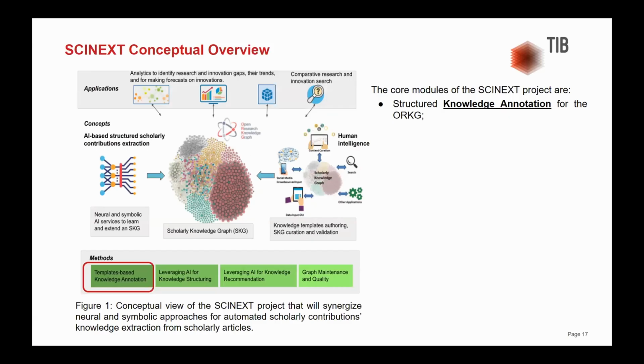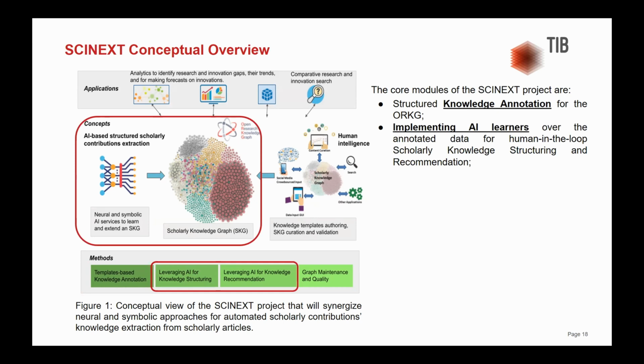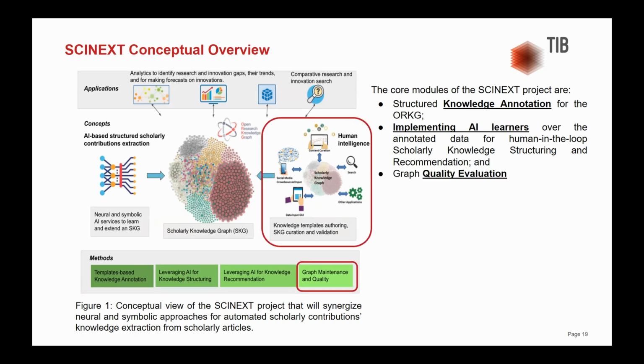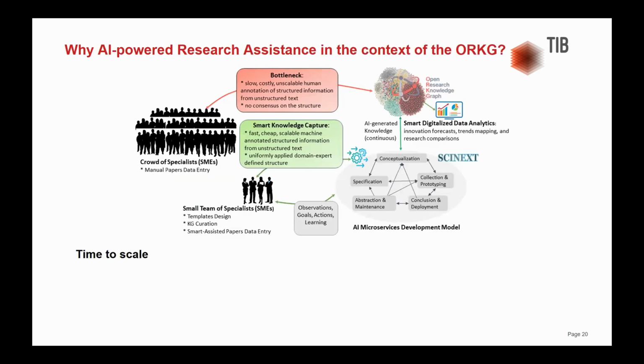And this entails several different kinds of modules. So first of all, we need the structured knowledge annotated. Secondly, we need to implement the AI learners to automatically annotate new incoming articles for the same objectives. And finally, we also need mechanisms to evaluate the quality of the graph. So this is all defined within the umbrella of the research project.